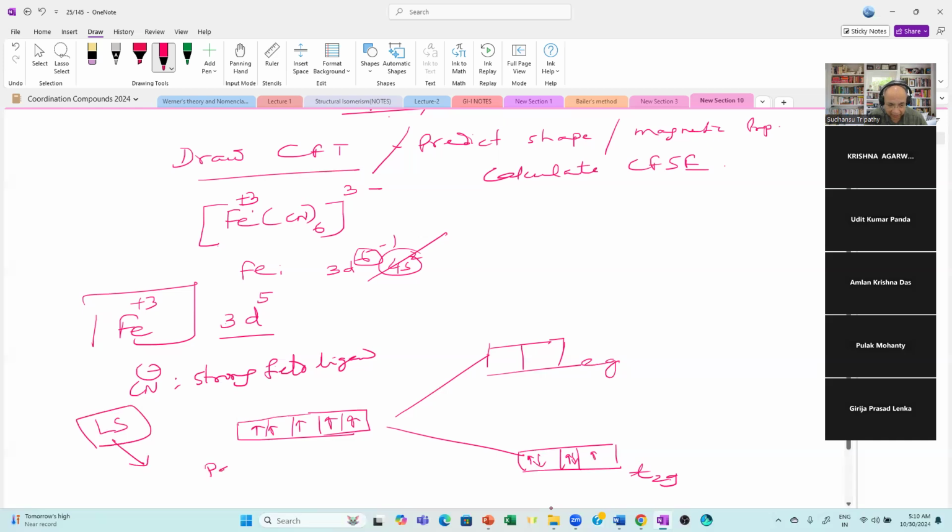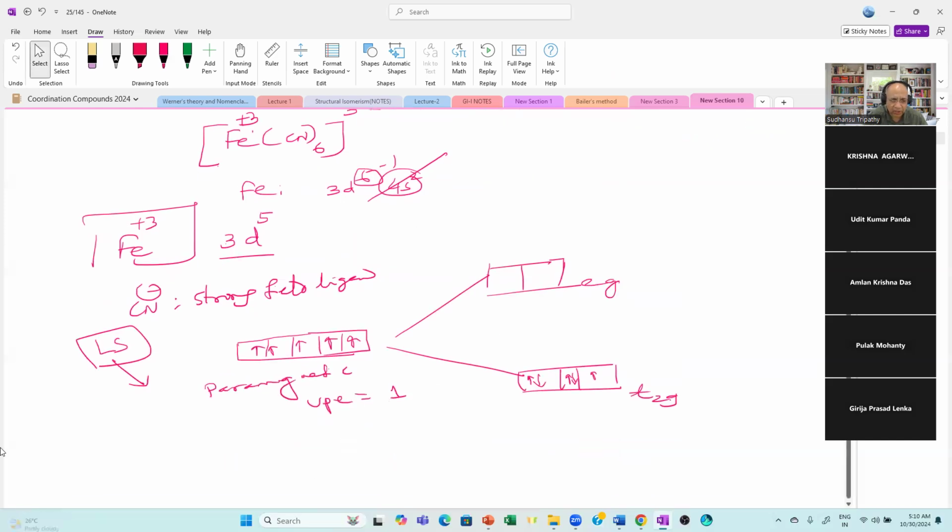And it is paramagnetic. I had asked you to say whether it is para or dia, and the number of unpaired electrons is 1. You can also find out the spin magnetic moment by the formula square root of n(n+2), that is square root of 1 into 3, that is root 3. It is 1.732 Bohr magneton.